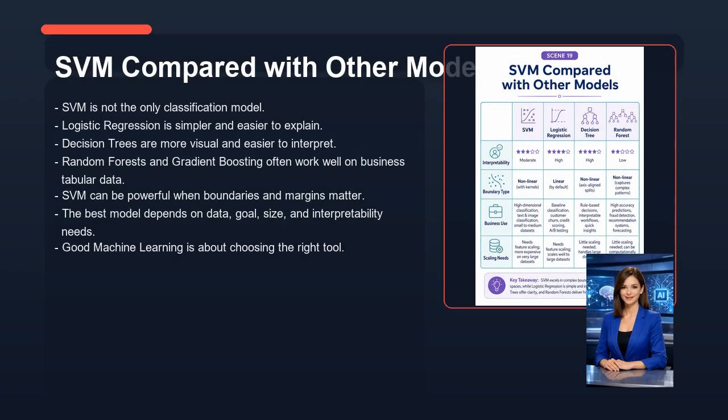Now let's look at SVM compared with other models. SVM is not the only classification model. Logistic regression is simpler and easier to explain. Decision trees are more visual and easier to interpret. Random forests and gradient boosting often work well on business tabular data. SVM can be powerful when boundaries and margins matter. The best model depends on data, goal, size, and interpretability needs. Good machine learning is about choosing the right tool.